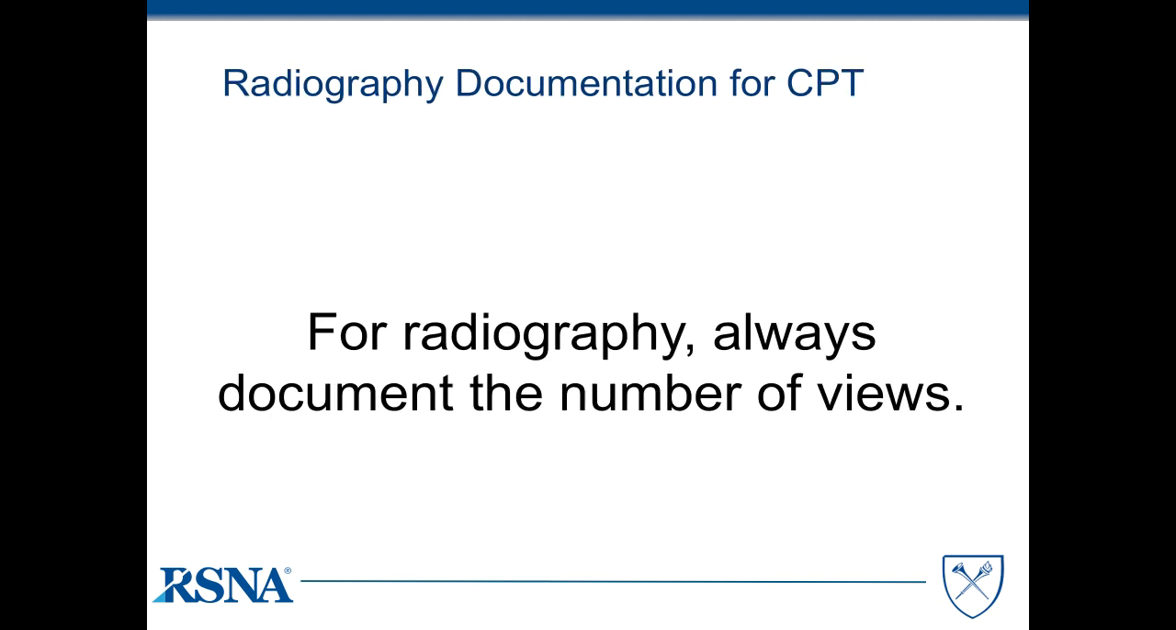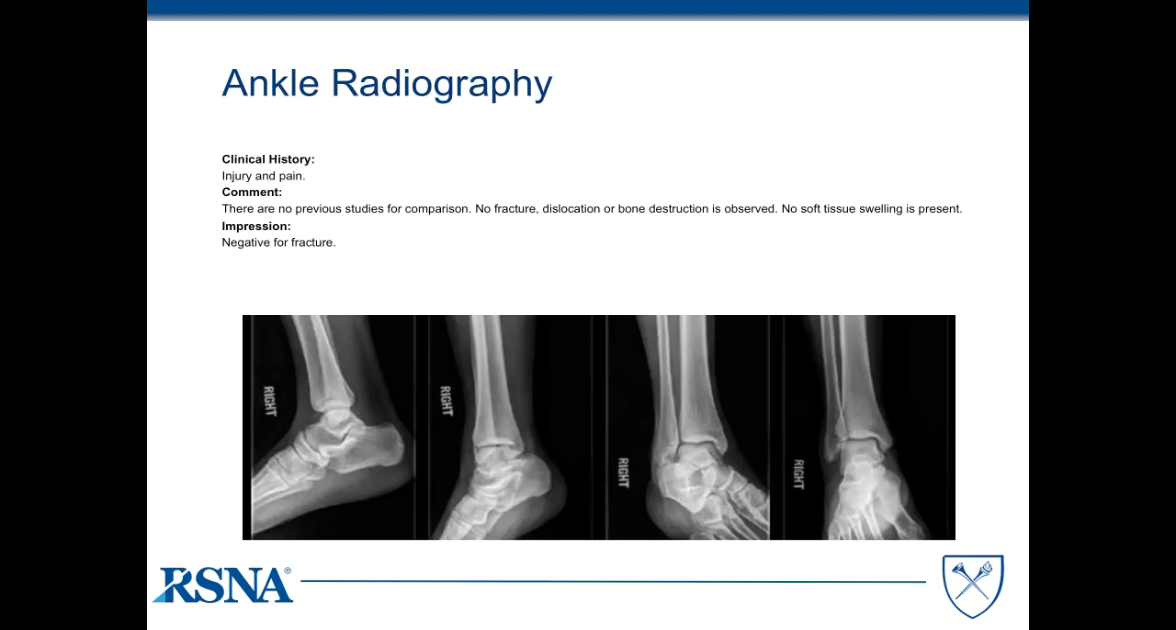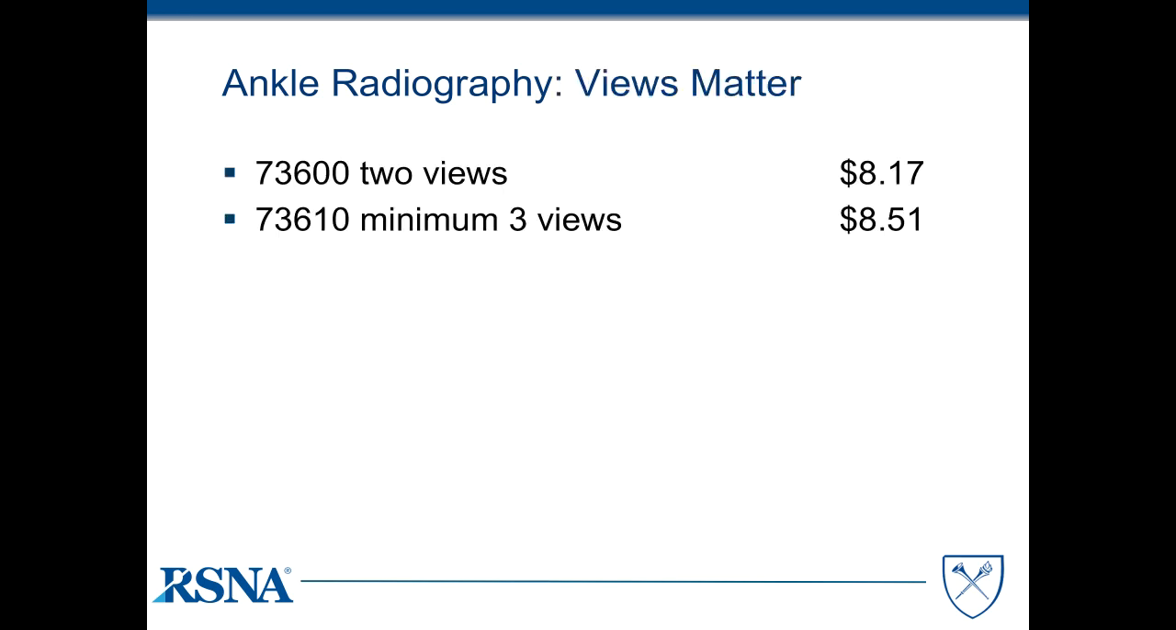So let's start with radiography. And for radiography, the rules of documentation for CPT are pretty simple. Always document the number of views. Let me illustrate that with a couple examples. Here's a 4-view ankle radiograph. You see the radiologist report up above. How did the coders assign CPT codes?